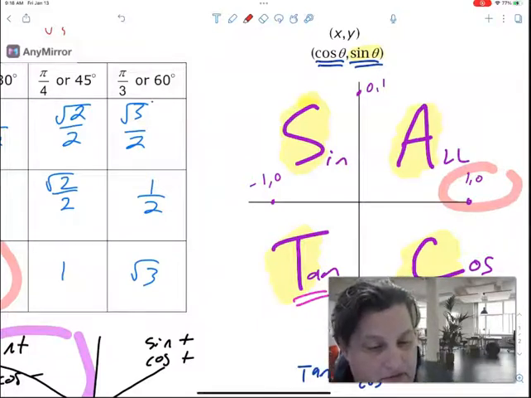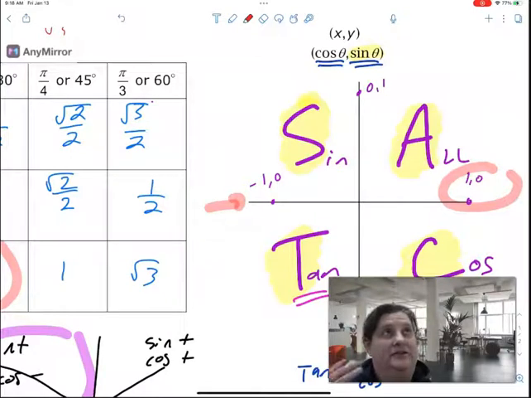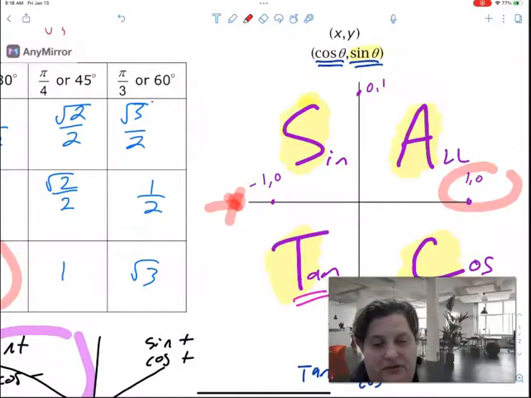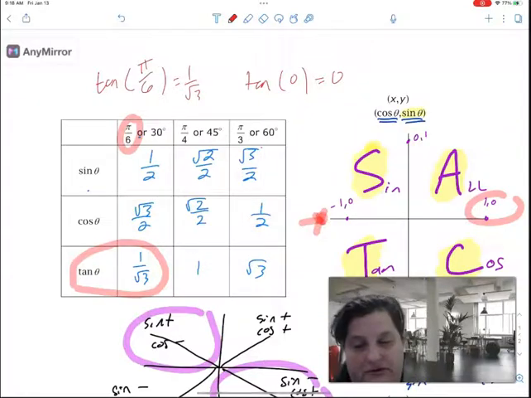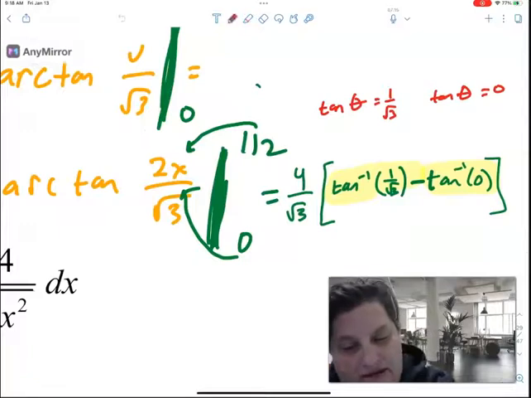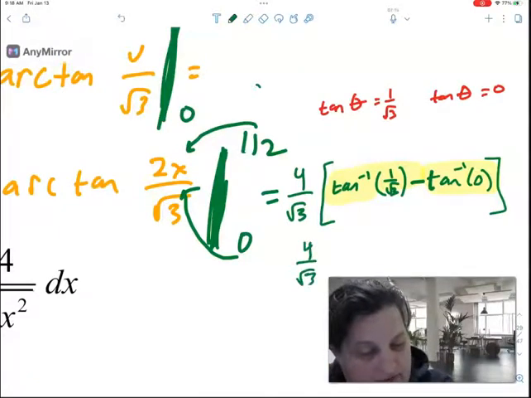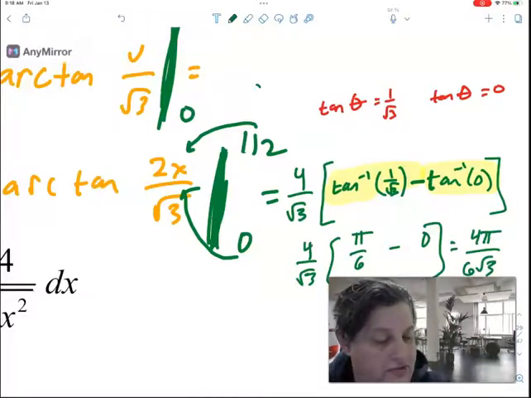Alright, at 0. Okay? Now, it also happens right here, but if you guys remember about inverse tan, it only exists in quadrants 1 and 4, so we're not going to use that one. Alright, so we're just going to use this one. So, tangent equals 1 over root 3 at pi over 6. Tangent equals 0 at 0. So, if I come back into here, okay, I get, let's see here, 4 over root 3. That's pi over 6. That's 0. And so my final answer would be like 4 pi over 6 rad 3 or 2 pi over 3 rad 3 if you need to.